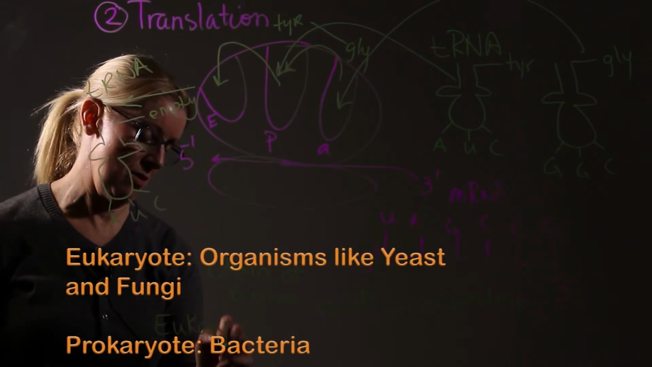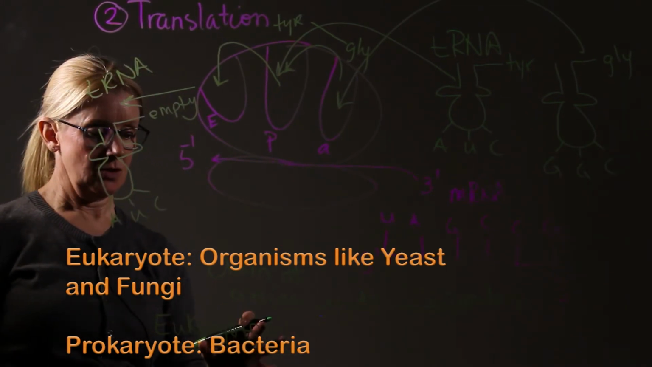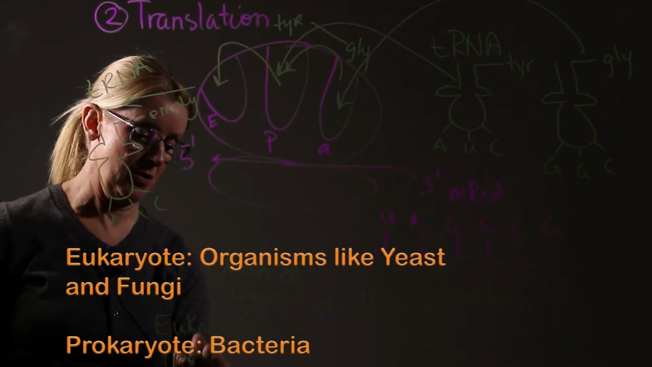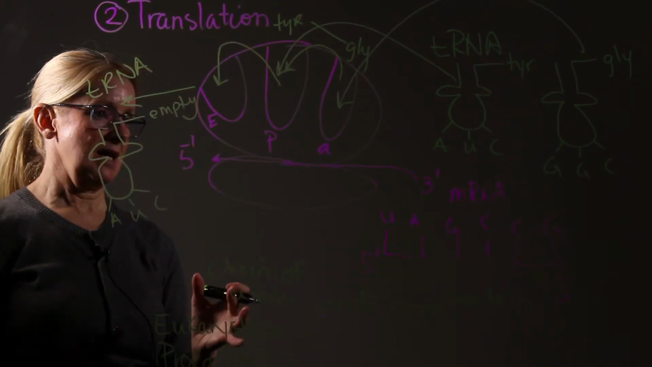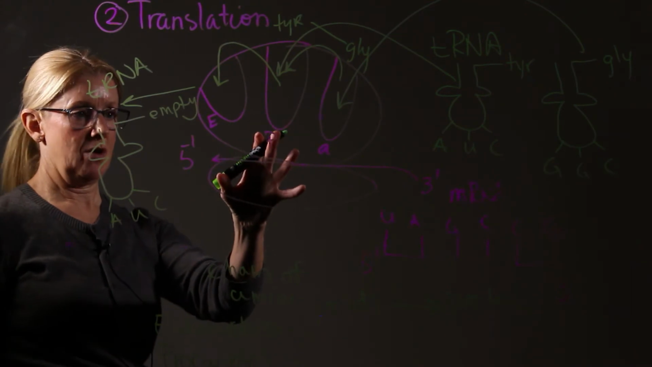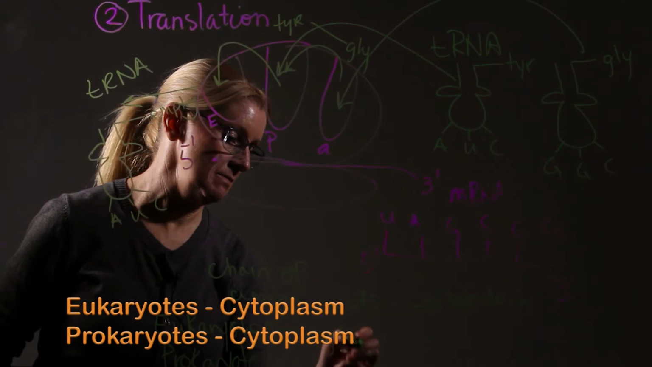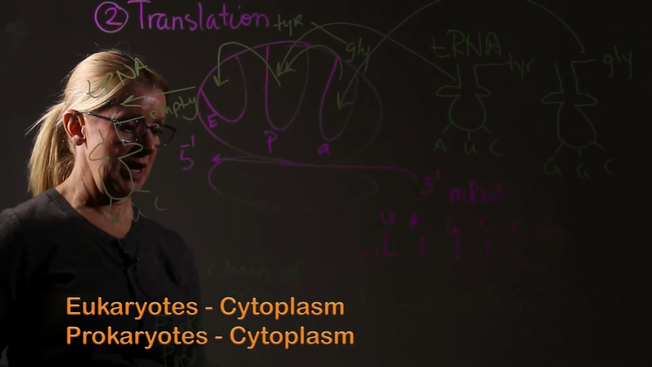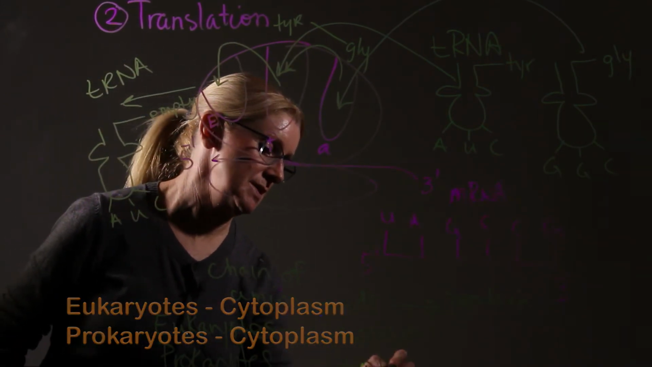Now keep in mind that we always talk about eukaryotes, right? When we're talking about our fungi or yeast cells or anything that is a eukaryote, and we also talk about our prokaryotes, which include bacteria. And in this case, we want to think about where does translation occur. It occurs at the ribosome, but where are the ribosomes in the cell? In eukaryotes, they are in the cytoplasm. Sometimes they may be attached to the endoplasmic reticulum, but they're still located in the cytoplasm. And the prokaryotes are also in the cytoplasm.